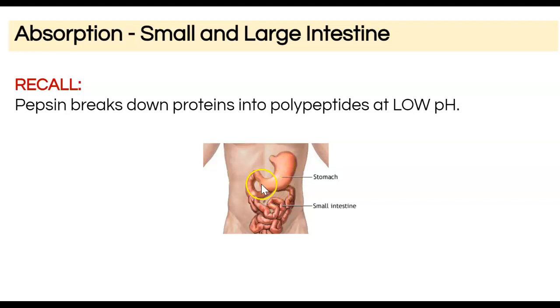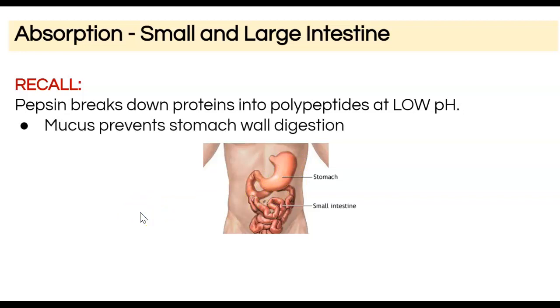But the problem is that the same amount of mucus we don't see formed in the small intestine. So there needs to be a way to switch pepsin off so that it ceases to break down larger protein molecules like the muscles in the stomach. So this is how it happens. So the mucus in the stomach wall prevents that digestion from happening from pepsin just eating away at the stomach.